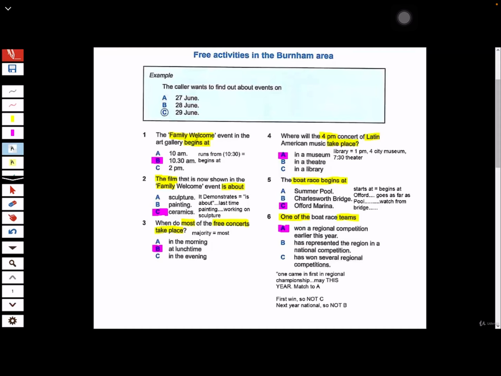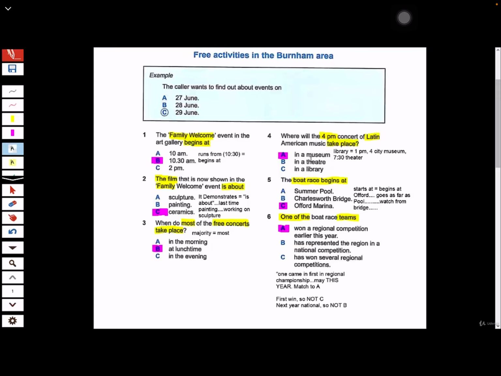Number 3, the answer is B. Majority equals most. They said the majority are at lunchtime. Number 4, the answer is museum. As I told you, they're going to say all the answer choices. Library, 1 p.m. 4 in the City Museum, 7:30 in the theater. Again, listening to the answer choice that's connected to the keyword language.